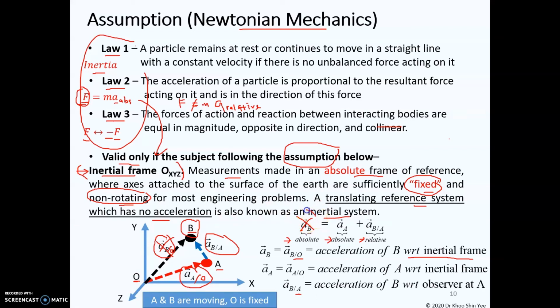If we can't measure the acceleration of B from the inertial frame directly, we can still find its value by performing the relative motion analysis. If the acceleration at point A is known, and you can measure the acceleration of B with respect to A, then by taking the summation of these two values you can still obtain the acceleration at point B. So this is called the relative motion analysis.